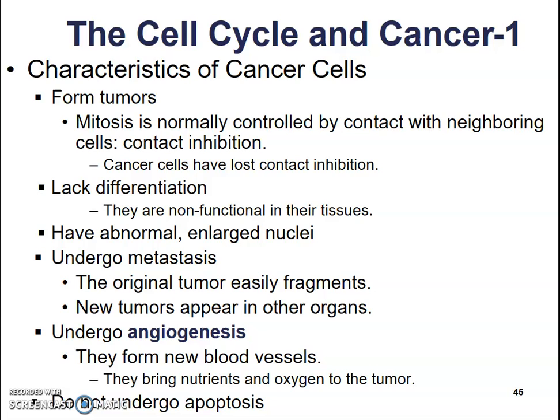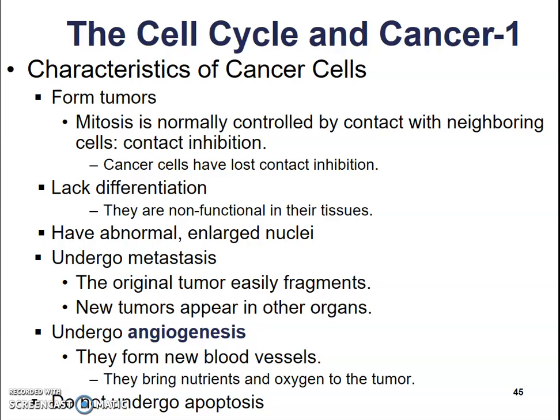Characteristics of cancer cells. They form tumors. Mitosis is normally controlled by contact with neighboring cells, something that is called contact inhibition. Cancer cells don't have that. They also lack differentiation. They are non-functional in their tissues, so they don't do their job right. They have enlarged and abnormal nuclei, and they undergo metastasis. The original tumor easily fragments, it easily breaks apart and forms new tumors in other organs.